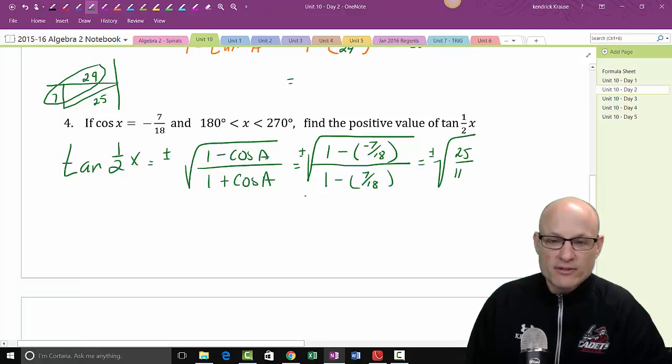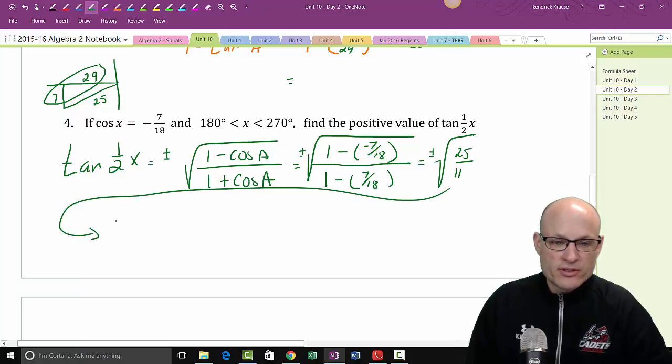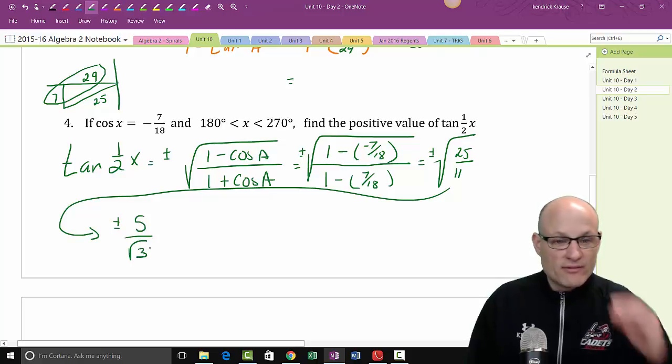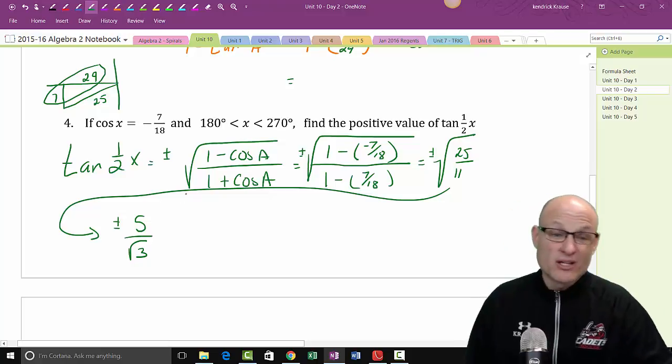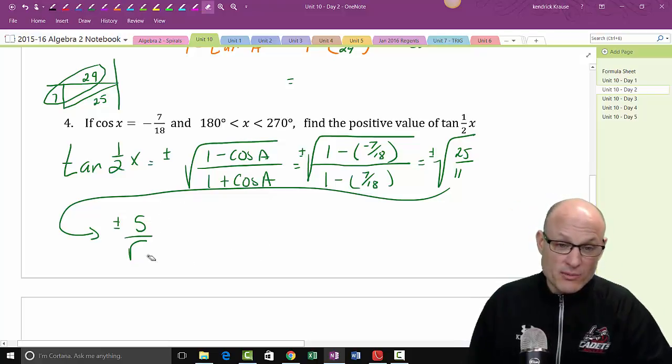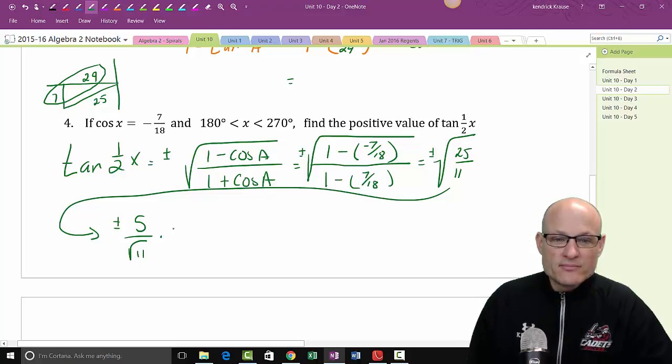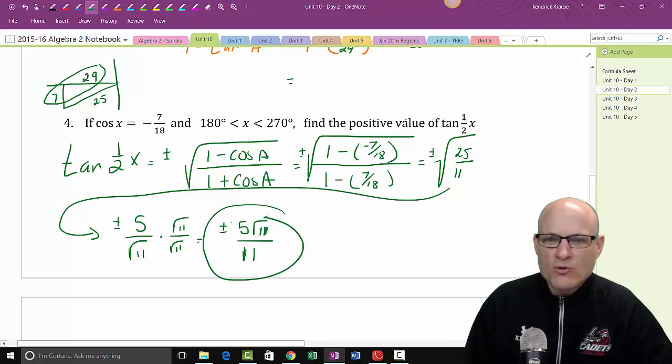Sorry, kids, got a little bit of work to do on this one. This one's equal to plus or minus 5 over radical 11, because the square root of 25 is 5. Let's rationalize it. Multiply by radical 11 over radical 11, and I get plus or minus 5 radical 11 over 11. So there's sort of my answer. Now I got to decide. Find the positive value. So my final answer is 5 radical 11 over 11.